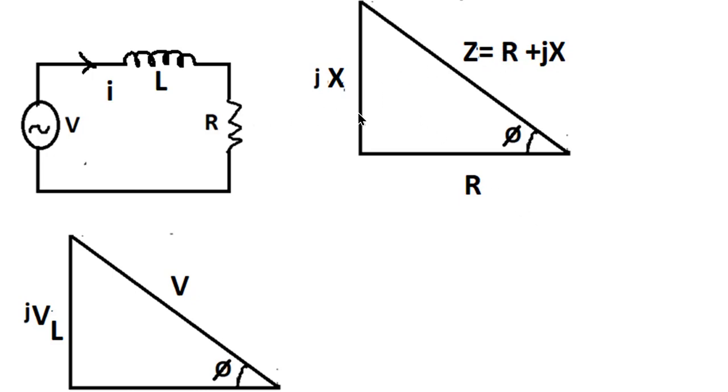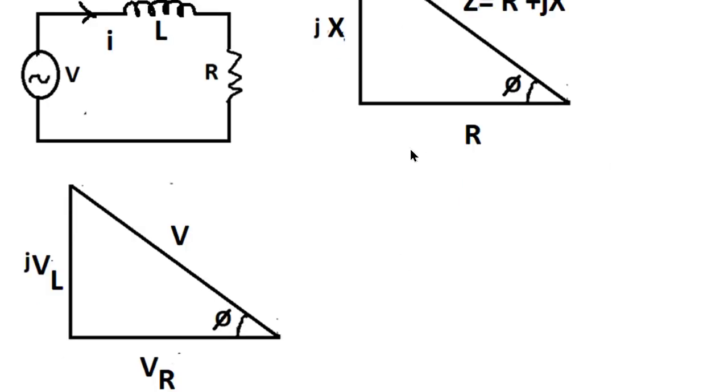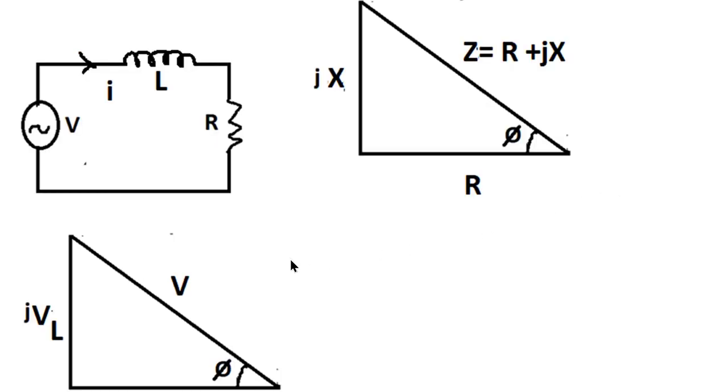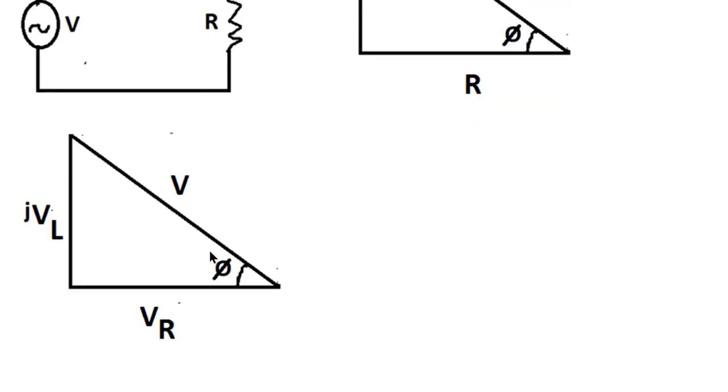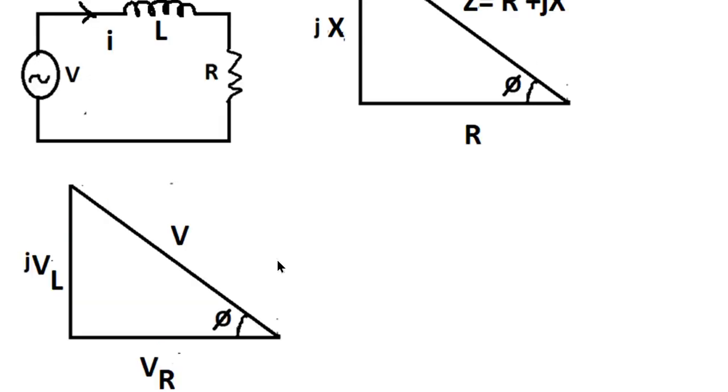Suppose we multiply each vector here with the current flowing, I. Then we get the voltage across the resistor, represented by VR, and the voltage across the inductor, represented by VL. The resultant of VR and VL is the applied voltage V, which comes from KVL: the algebraic sum of the voltages across a loop is equal to 0, or the sum of the voltage rises is equal to the sum of the voltage drops. That can be shown as a vector diagram like this.